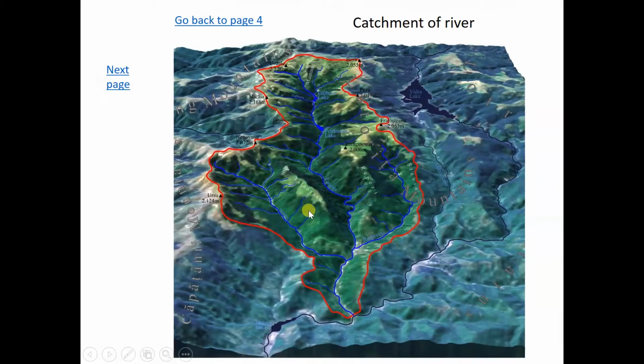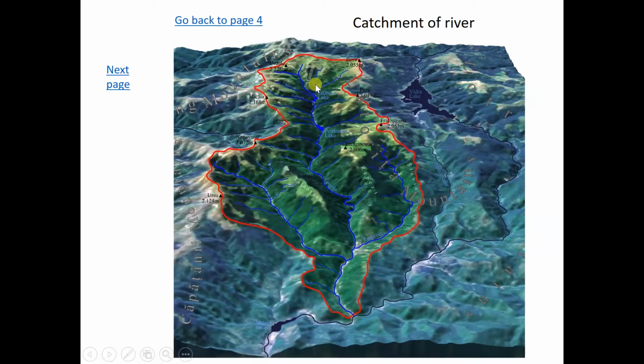So we need to look at the catchment. This is the catchment of the river. For example, the point of interest is at the bottom here. At the bottom here, we might have a culvert or a bridge crossing. A road will be running through there, and then we have to put a culvert or a bridge here so that it allows the water to flow through. And this river system consists of so many tributaries.